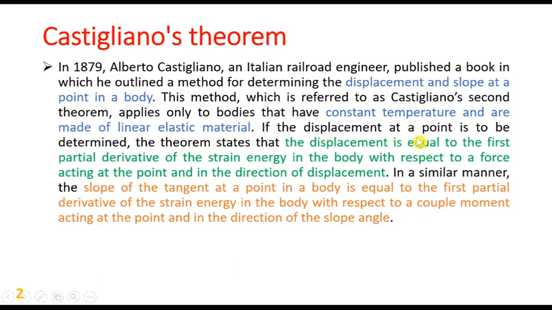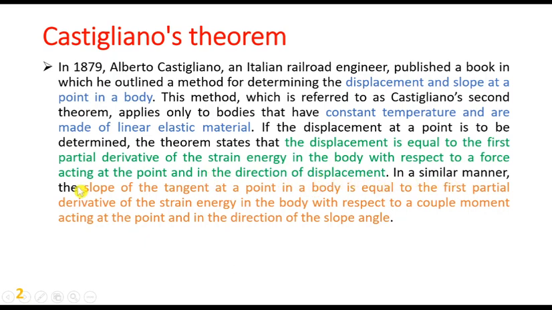If the displacement of a point is to be determined, the theorem states that the displacement is equal to the first partial derivative of the strain energy in the body with respect to the force acting at that point. That is important: at that point, and in the direction of the displacement.